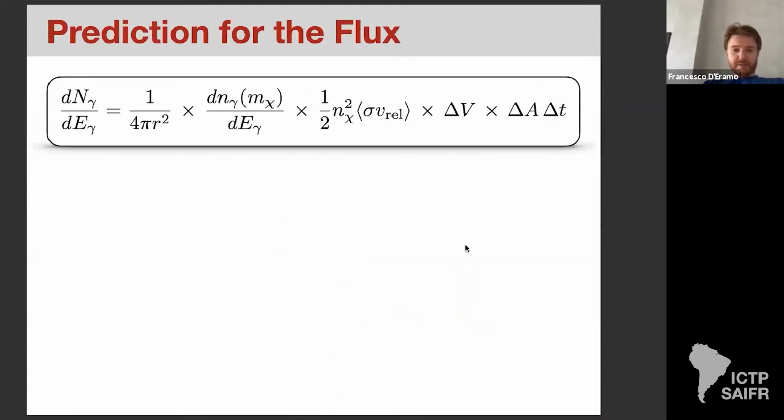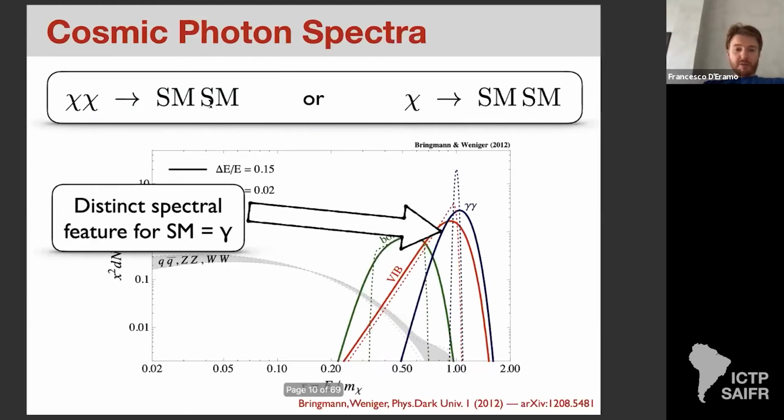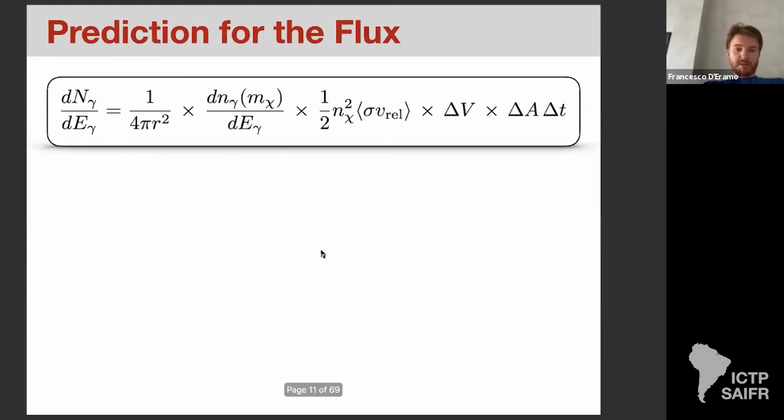Okay, so the prediction for the flux is given by this expression here. We are interested in knowing how many photons we get per unit energy. So you divide by this flux factor, which is the area of the sphere, where R is the distance between us and the source. Then this is the function I was plotting here. So once you have an annihilation with the dark matter mass at rest with energy MK, how many photons you produce per unit energy.